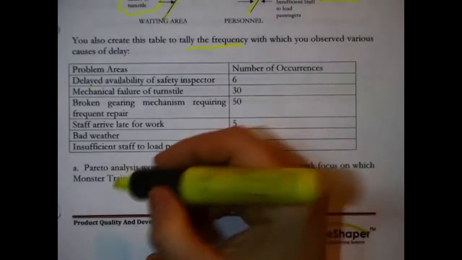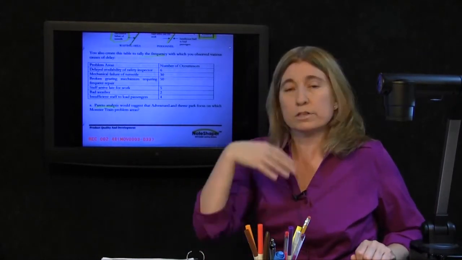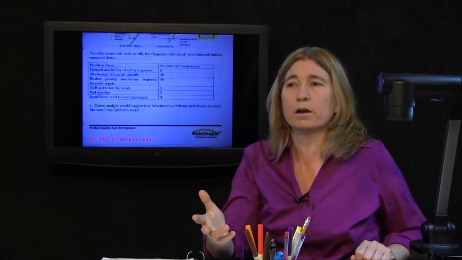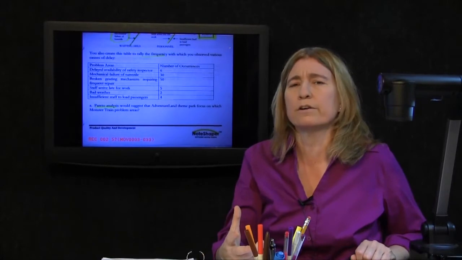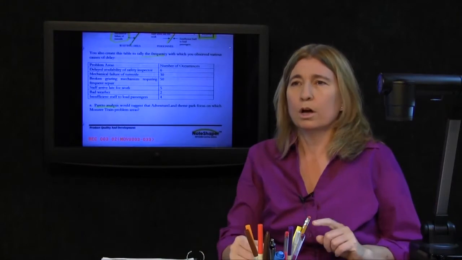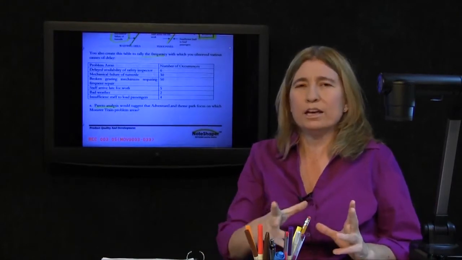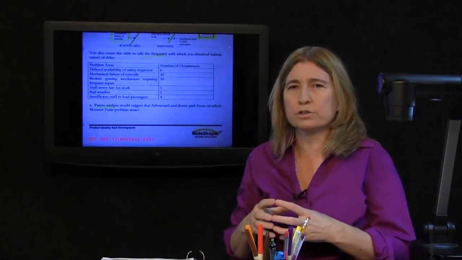Well, the first part of the scenario asks: Pareto analysis would suggest that Adventureland theme park focus on which Monster Train problem areas? Now, Pareto analysis. Remember that Pareto analysis is essentially a statistical technique or framework to identify the most relevant causes of some undesired effect. It relies on what some people call informally the 80-20 rule, meaning 80 for 80%, 20 for 20%. Usually the majority of your problem comes from a minority of causes in your system.